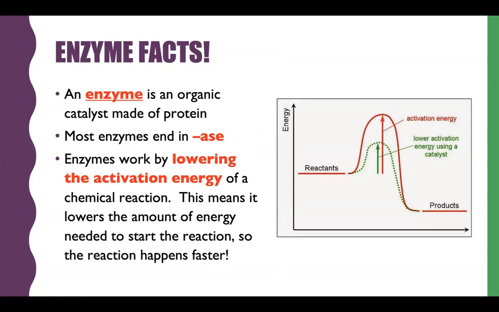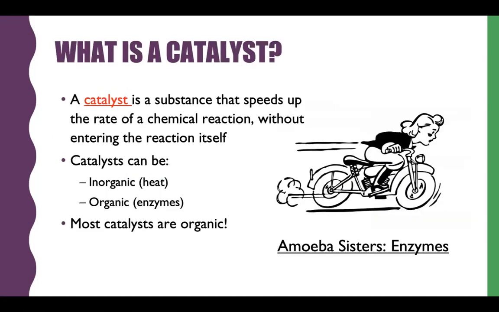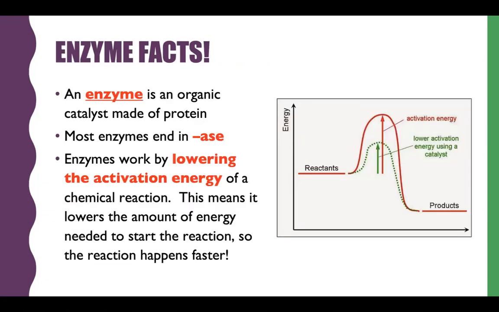So an enzyme is an organic catalyst made of protein. Now remember that a catalyst is a substance that speeds up the rate of a chemical reaction without entering the reaction itself. So enzymes are organic catalysts, and enzymes are proteins.